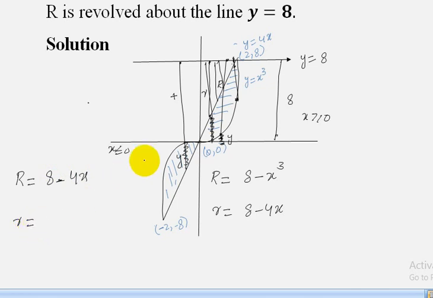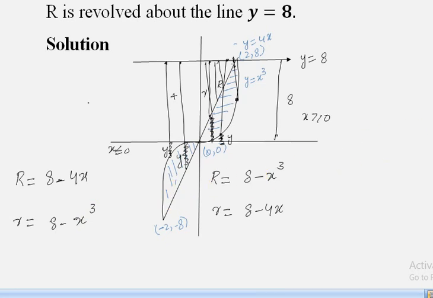Our inner radius is the distance from axis of revolution to inner curve, and this radius is equal to this 8 unit length plus this length, and this length is basically value of y on this curve, and again the value of y in third quadrant is negative. Again we use negative sign in front to make this value positive. So our inner radius is equal to 8 minus value of y on this curve, x cube.